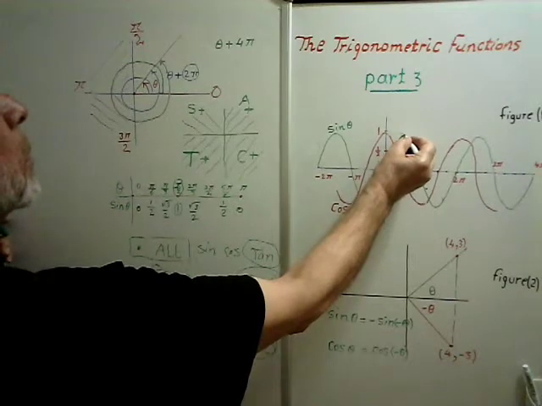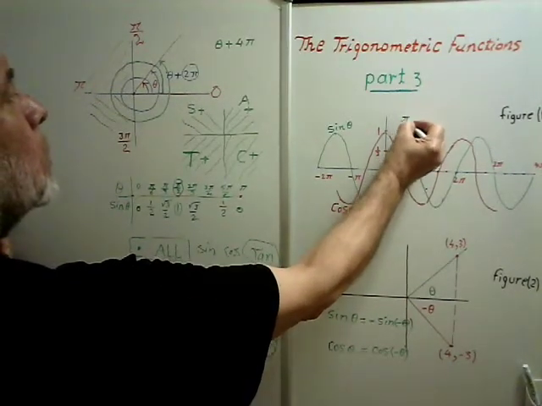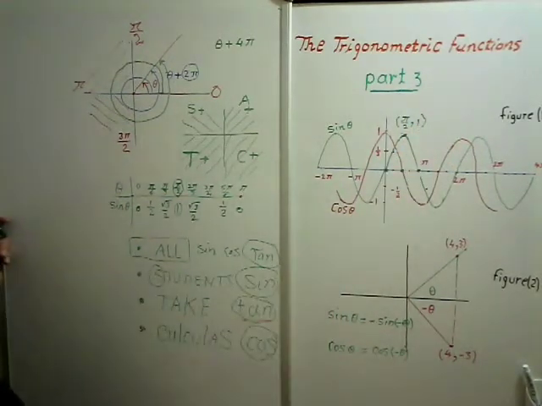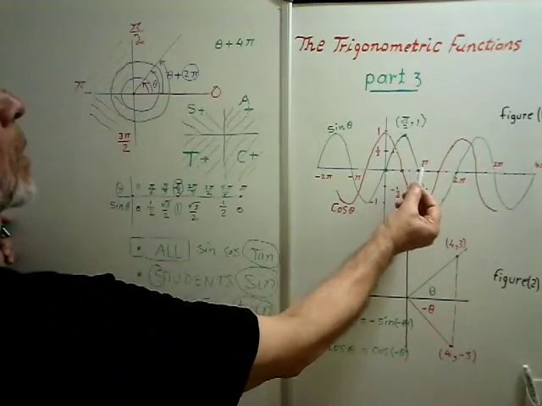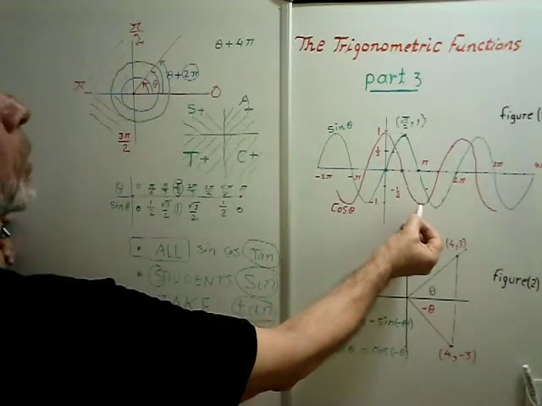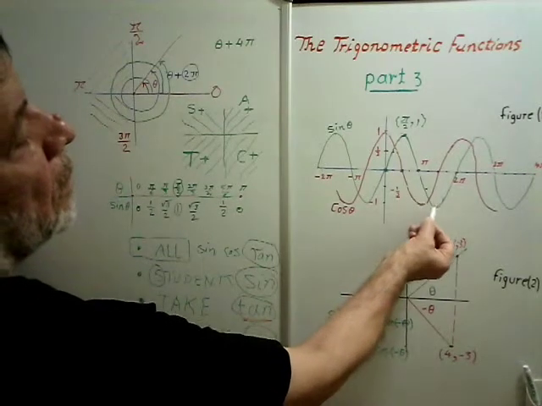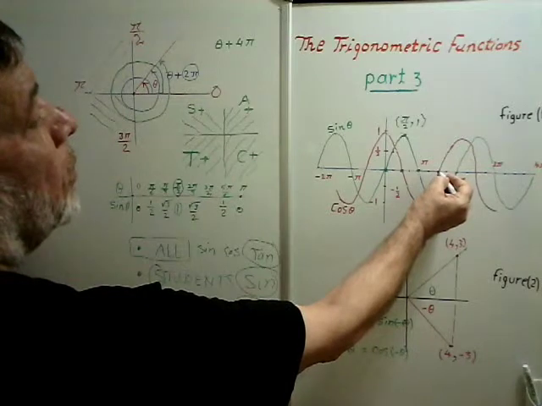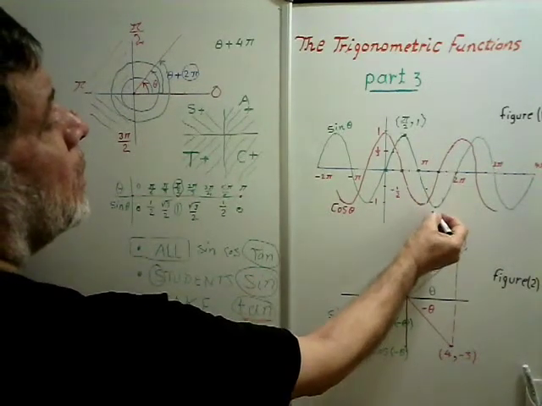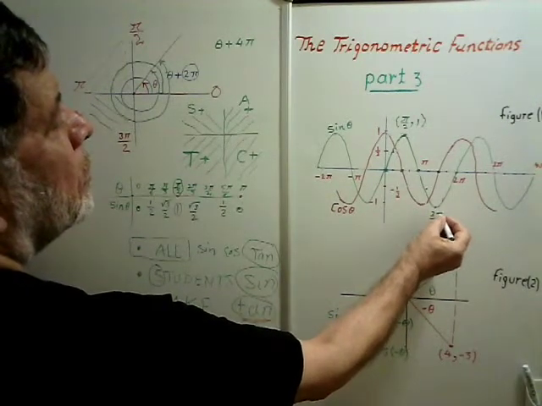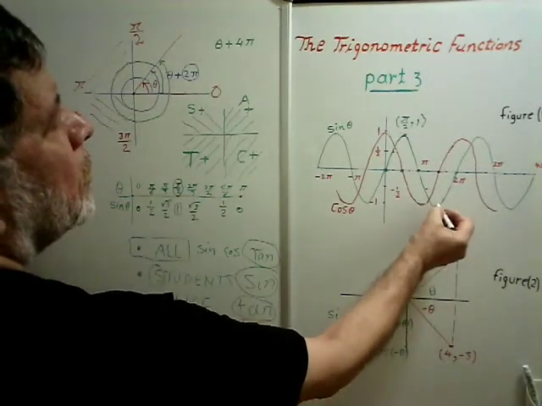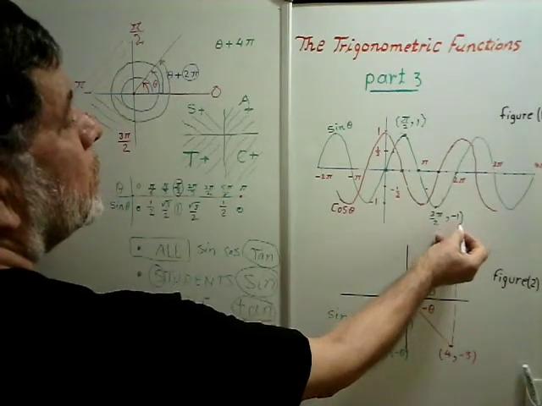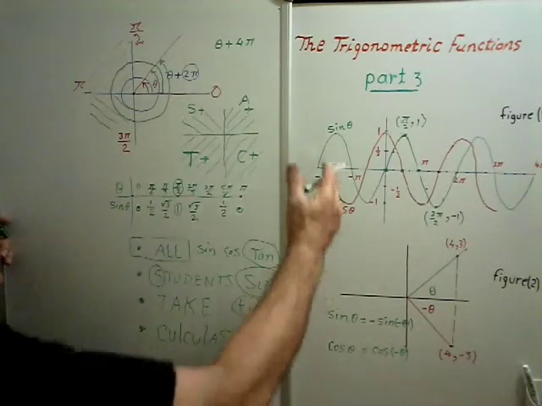So this point here is pi over 2 for x, one for y. You see? At this point, pi for x and 0 for y. This point here, at the green curve, is 3 pi over 2 for x, and negative 1 for y. And so on. This is the graph for sine.